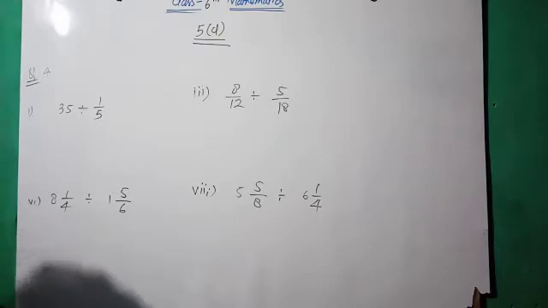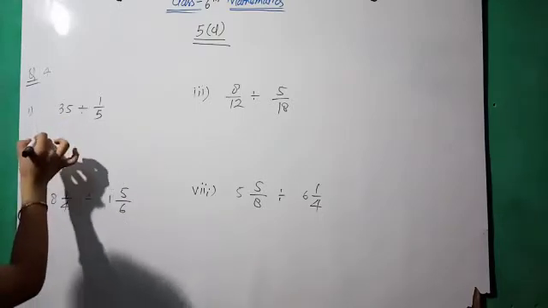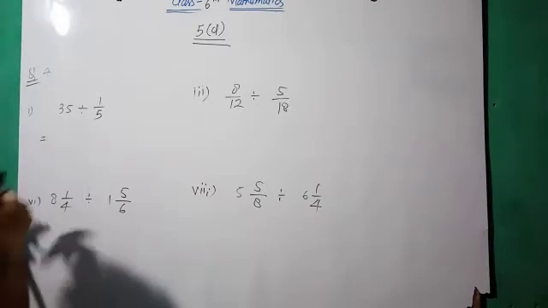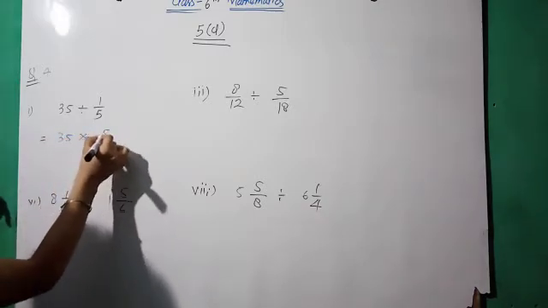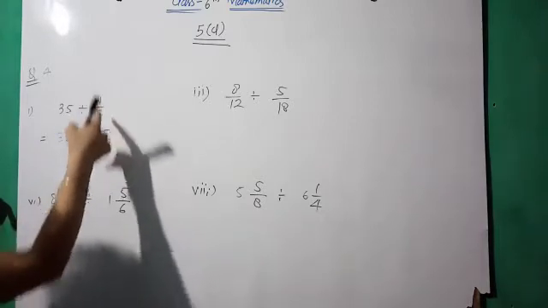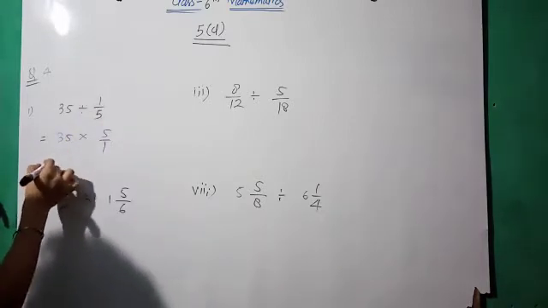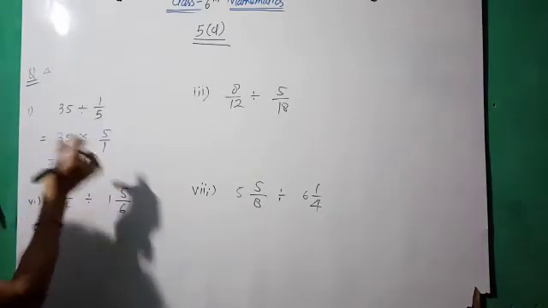Here we have the use of reciprocal. How is it? 35 divided by 1 by 5 means 35 into 5 by 1. The reciprocal of 1 by 5 is 5 on 1. So just multiply 35 with 5, that is 175.